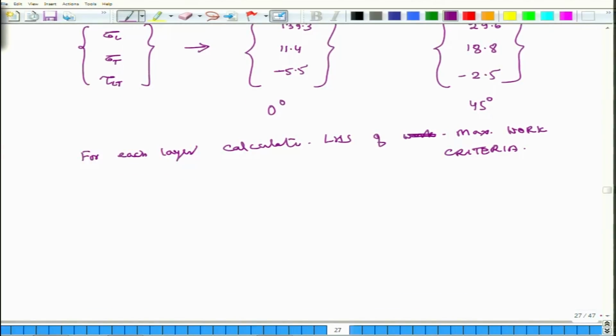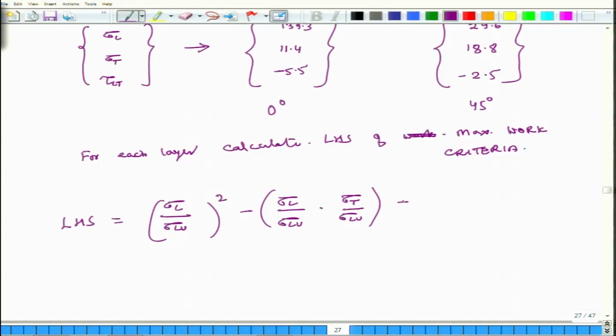So, what is that LHS? LHS of that is: (sigma L over sigma LU) square, minus (sigma L over sigma LU) times (sigma T over sigma LU), plus (sigma T over sigma TU) square, plus (tau LT divided by tau LTU) square. You compute this. Okay.